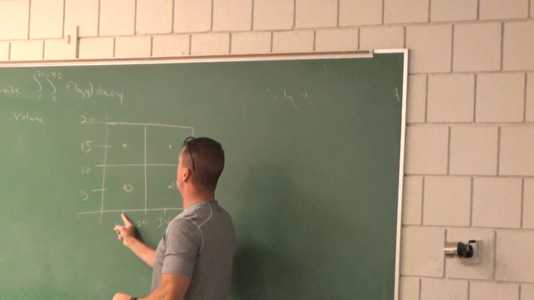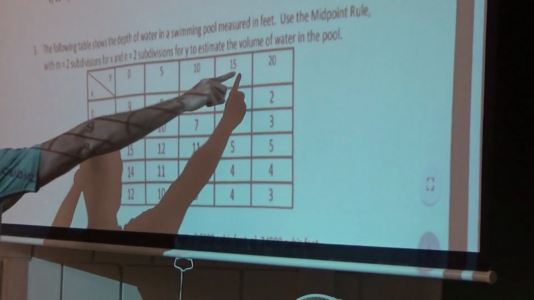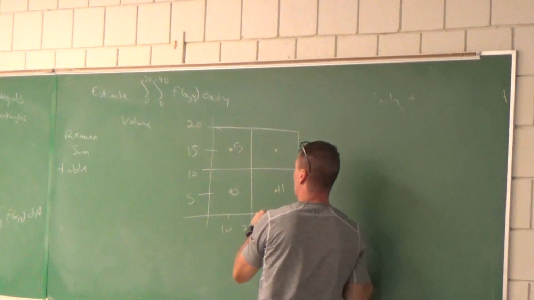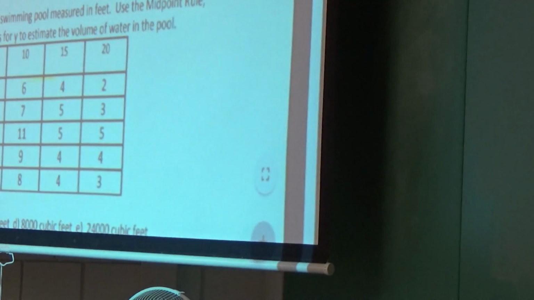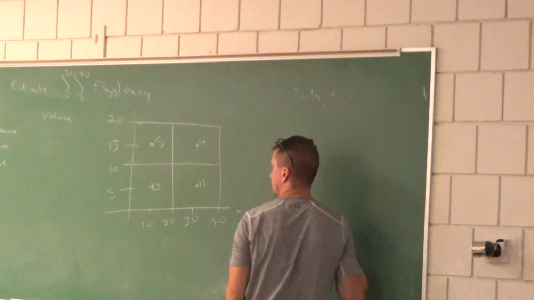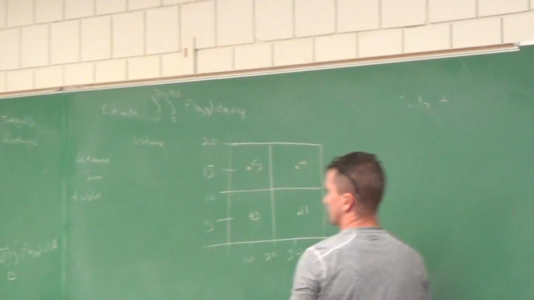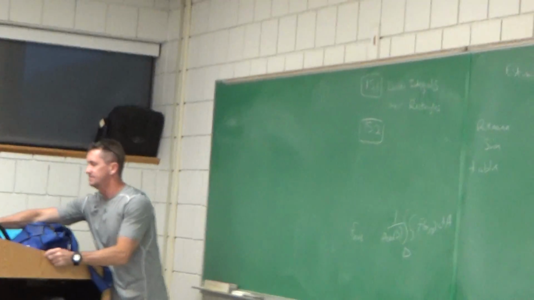How about when x is 10, y is 15? 10, 15, 5, and... Yep. And one more. What about when x is 30 and y is 15? I get the number 4 on the table. And there you go. We'll just estimate that. Length times width times height, right?